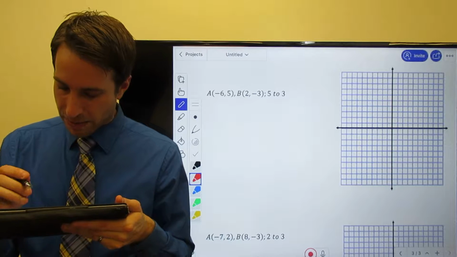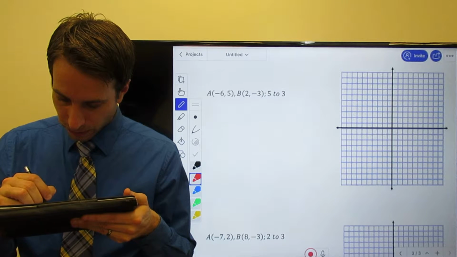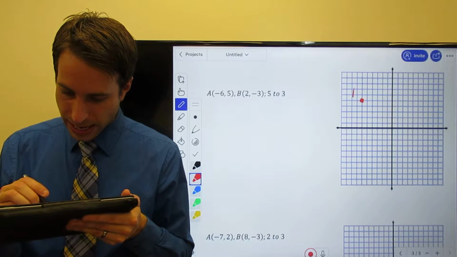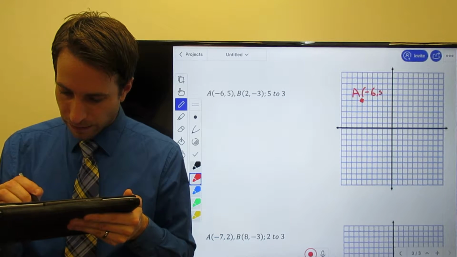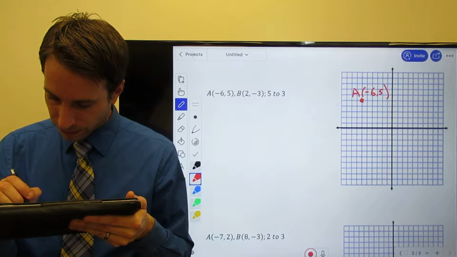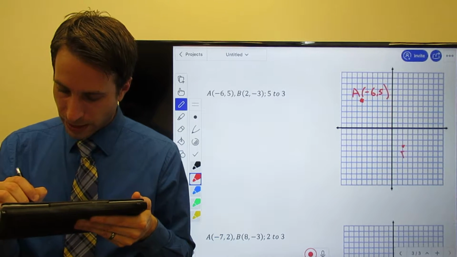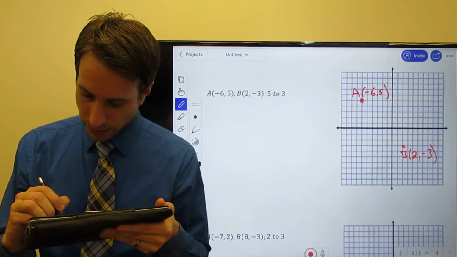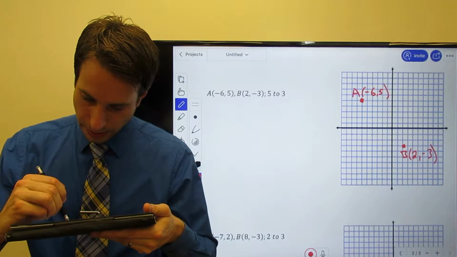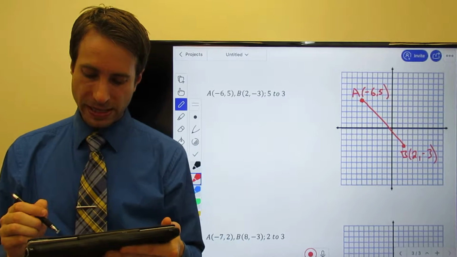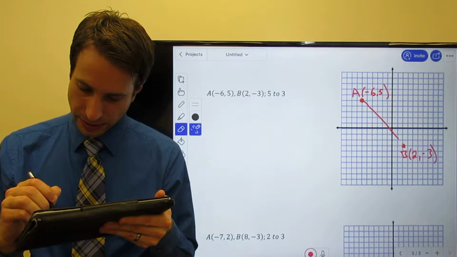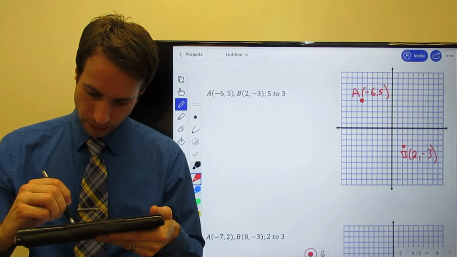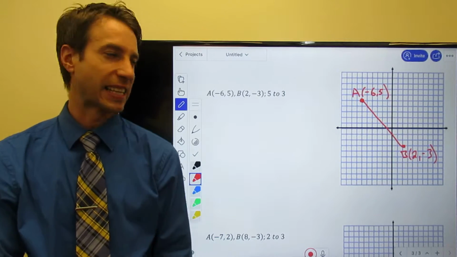Let's plot A and B. Alright, so right there should be A, which is at -6, 5. B, right there. B is going to be at 2, -3. Let's try and draw a line there between those guys. Not the best line I've ever drawn. Actually, here, let me fix it because I think I can do better. Yeah, I'll take that. That's a little bit better.